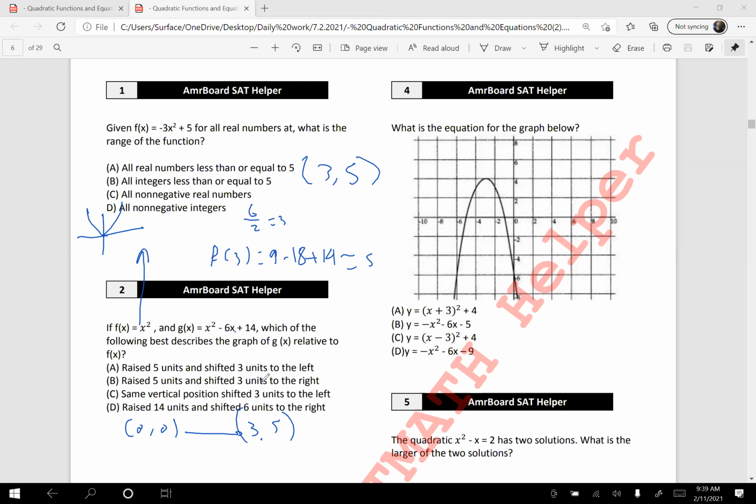Which of these answers can explain what I said now? B. B is raised 5 units, means 5 units up, and 3 units to the right, so it's the correct answer. Okay? Let me solve number 3.